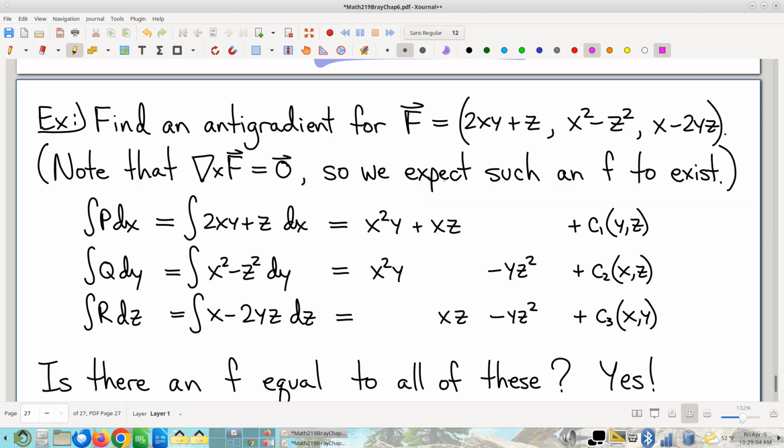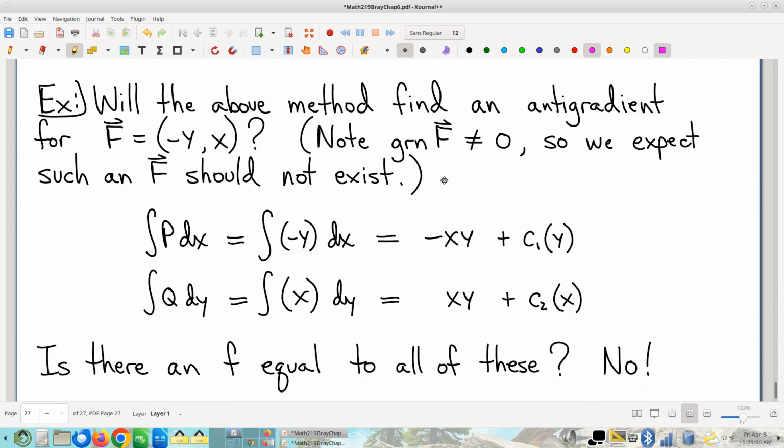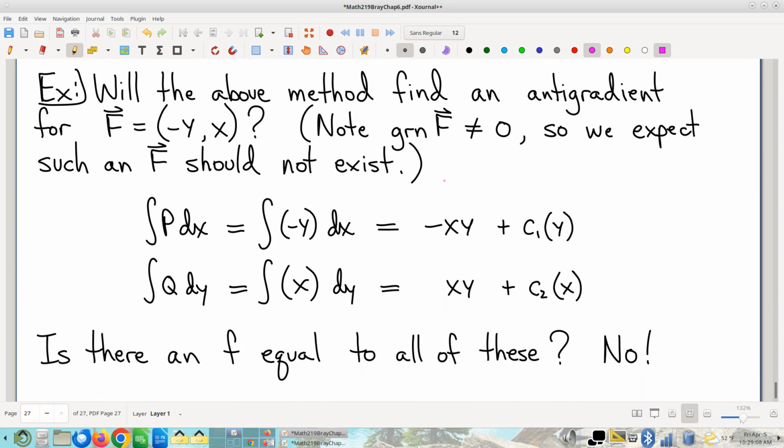So what if it doesn't exist, though? This is an example to address that. Suppose I'm interested in finding an antigradient of this vector field, and I take Green's operator. Per our theorem from last time, I get that it's not 0, so I know there shouldn't be any antigradient.